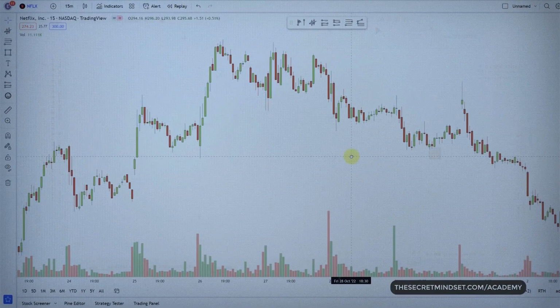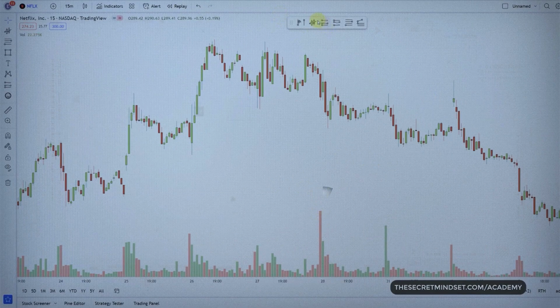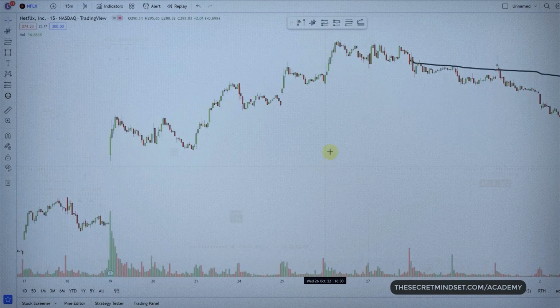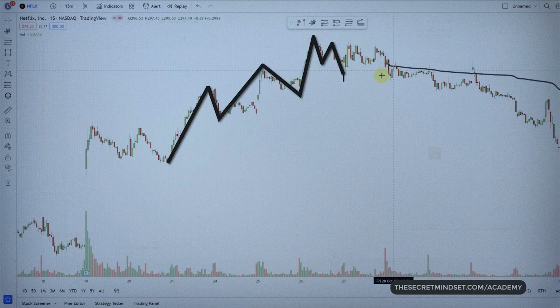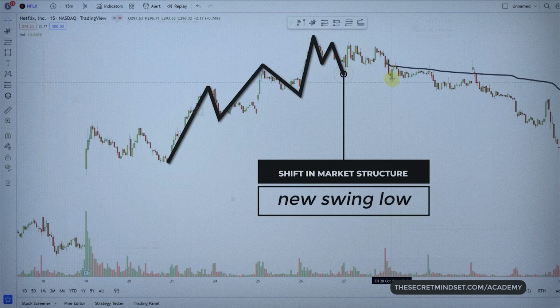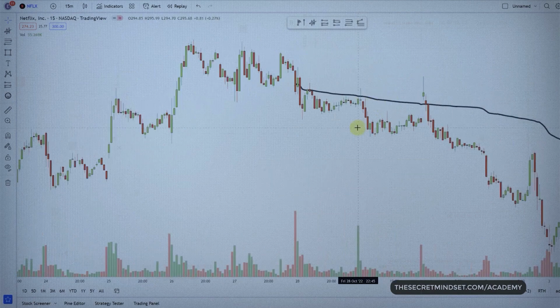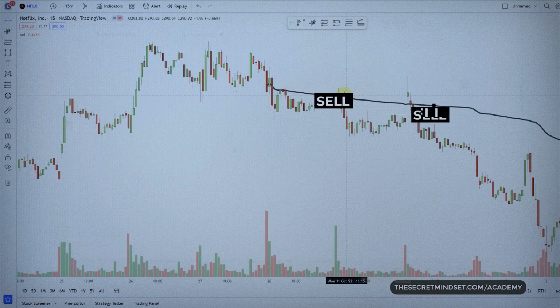So here is Netflix on the 15-minute time frame. Here is the highest volume in the previous week. We also have a shift in market structure, with a new swing low forming. We added the anchored VWAP, and the line immediately offered an opportunity to short a pullback to the VWAP.